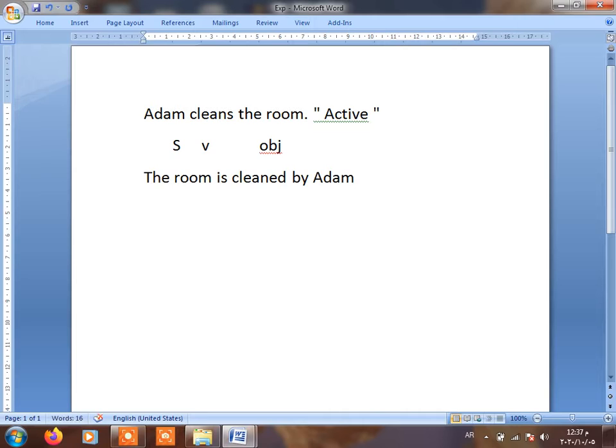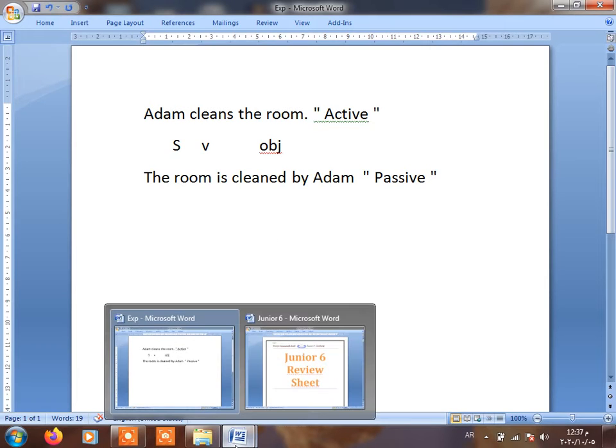So the room is cleaned by Adam. Okay? So why do we use the passive voice? We use the passive voice for three things. When the object is more important than the subject, so that's why we start our sentence with the object. And when the doer of the action is unknown, like someone broke my window, I don't know who broke my window, so the doer of the action is unknown. And when the doer of the action is obvious, like the criminal was arrested yesterday. Who arrests criminals? The police. I didn't need to mention that, and you got the point without mentioning.